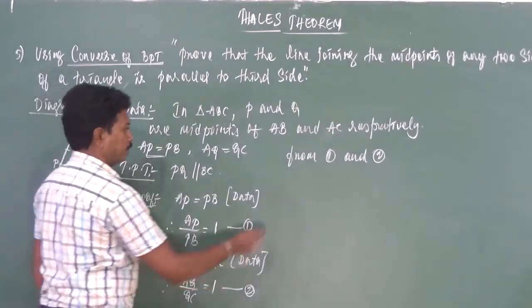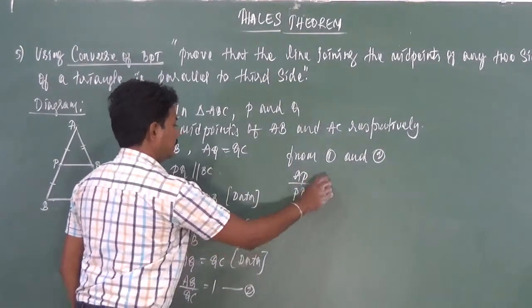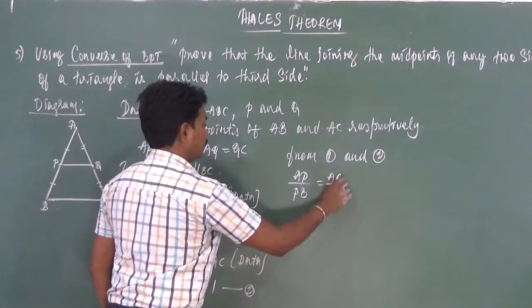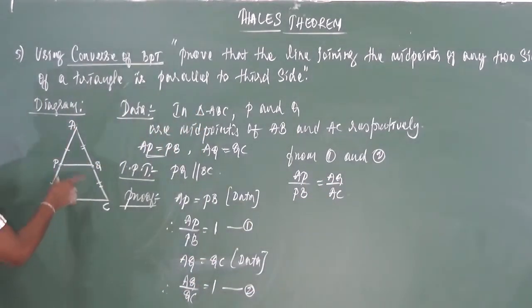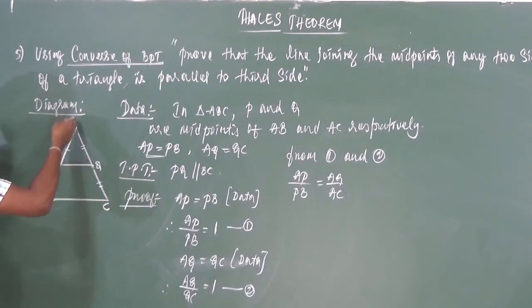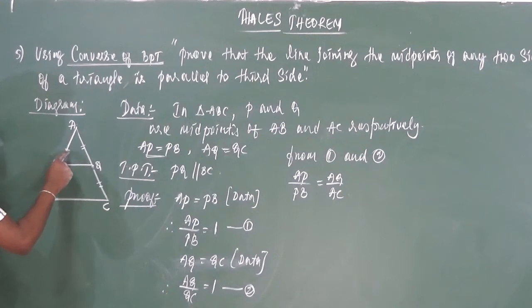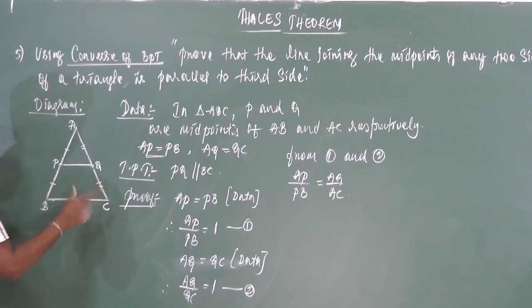So therefore, AP by PB is equal to AQ by QC. That means this line PQ is dividing these two sides of the triangle in the same ratio, 1:1. I told you earlier that I know this is to this, but I did not know about these two. Now I have proved that they are the same. So the line PQ divides the two sides of the triangle proportionately.